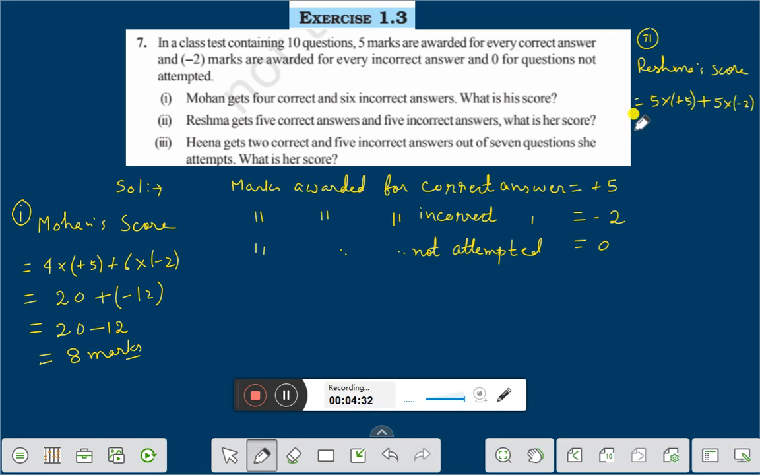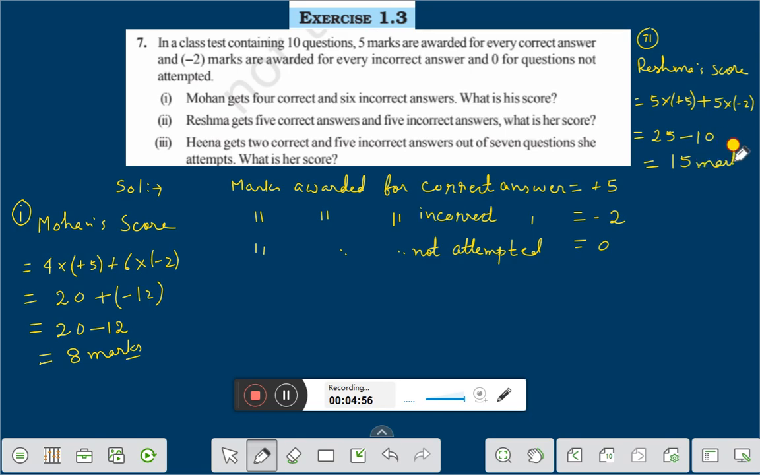What are you getting? That is 5 into 5, 5 fives are 25, and 5 into 2 is 10, plus into minus is minus, minus 10. That is 25 minus 10. That means she is getting 15 marks. Resma's score is 15 marks.